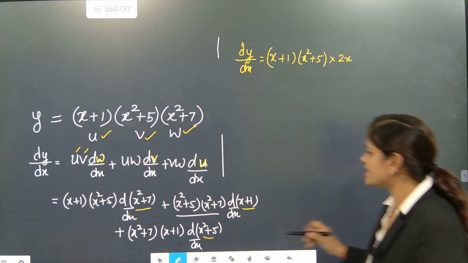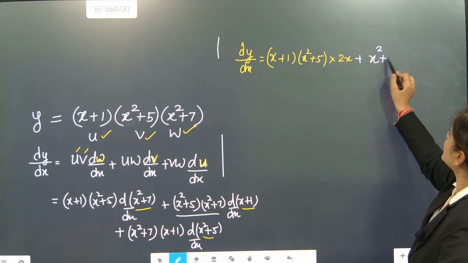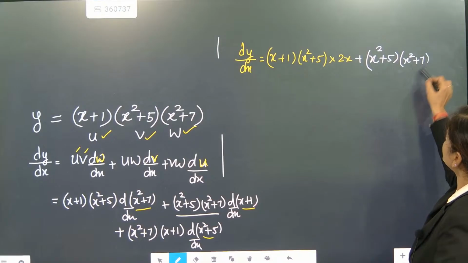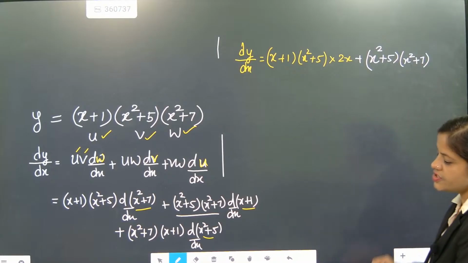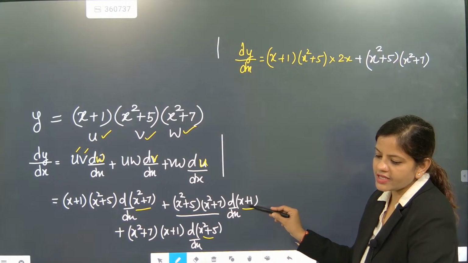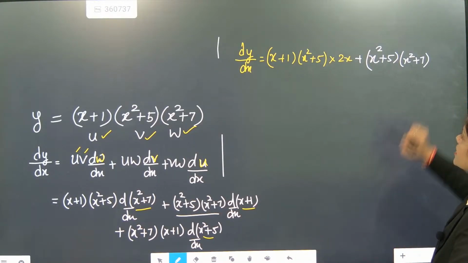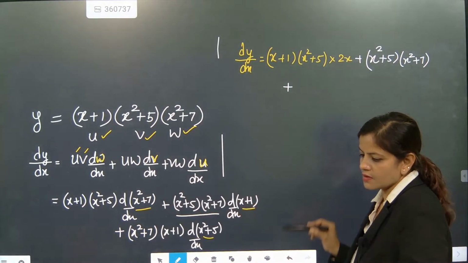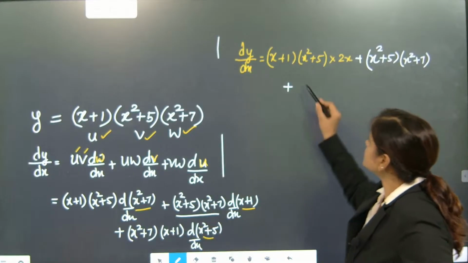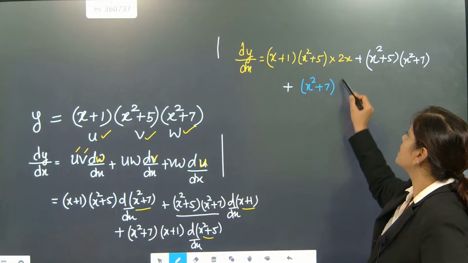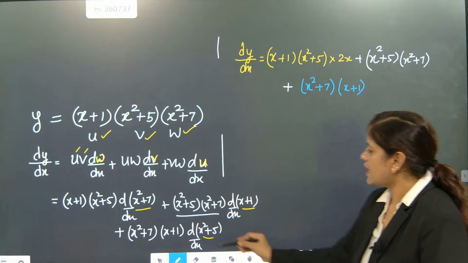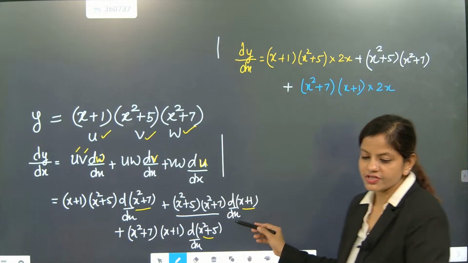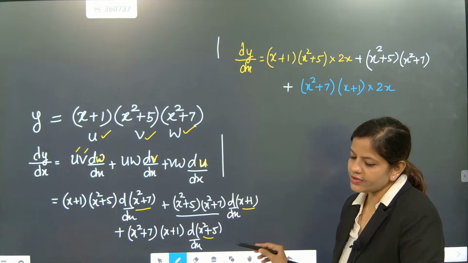Next part. Now we are taking x square plus 5 and x square plus 7 as they are, and we are differentiating x plus 1. So it is only coming as 1. So this multiplication will come as 1. Now next part, what will we do? We will write x square plus 7 and then x plus 1, and we will differentiate x square plus 5 as 2x because differentiation of 5 will become 0. So this is the way to write the answer.